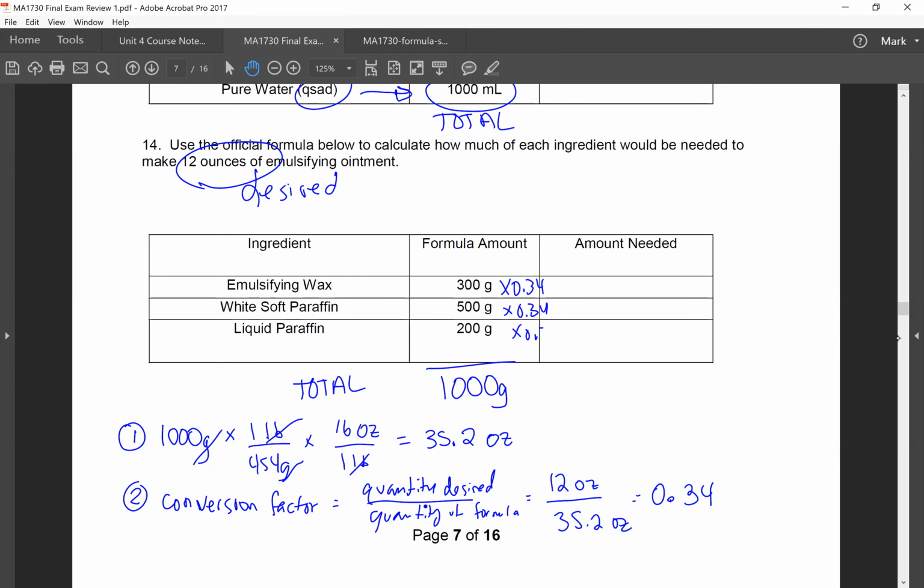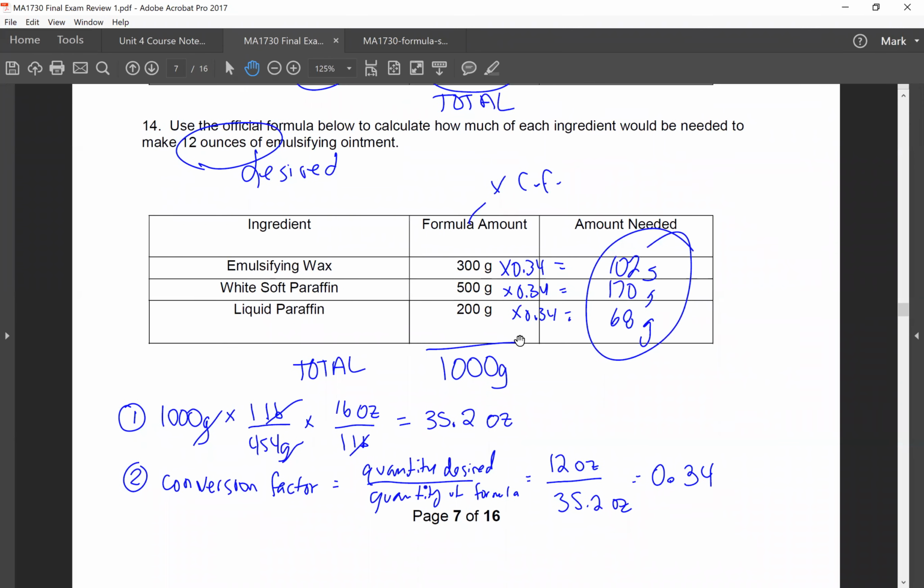And that's it. You take your formula amount and multiply it by your conversion factor. So 300 times 0.34 is 102 grams. 500 times 0.34 is 170 grams. And 200 times 0.34 is 68 grams. All right, there you go. Okay, cool. So yeah, definitely make sure you know how to do that one.